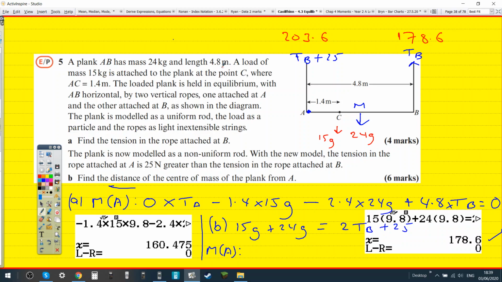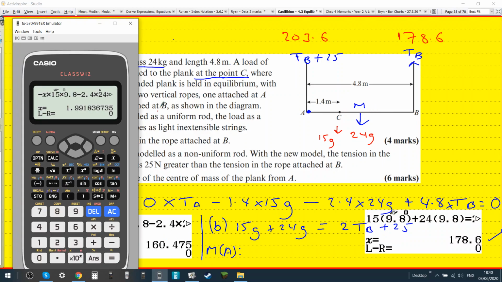Hang on. So a load of mass 15 kilos is attached to point C. So C is the stable one. And they moved the M as a non-uniform rod. I suppose I should have known that, because it's not in the middle anymore. It's somewhere else. So the 24G is the mass of the plank. Yes. So the 24G isn't in the middle anymore. It's the 24G that moved, not the other one.